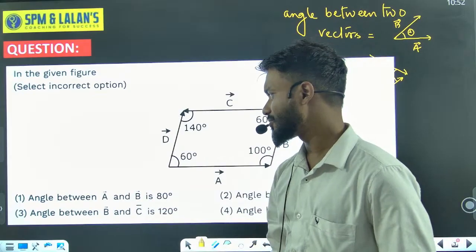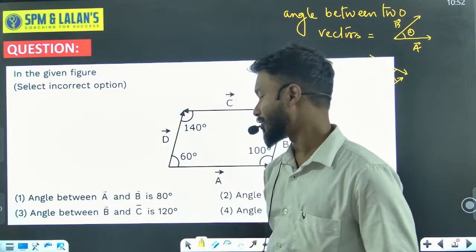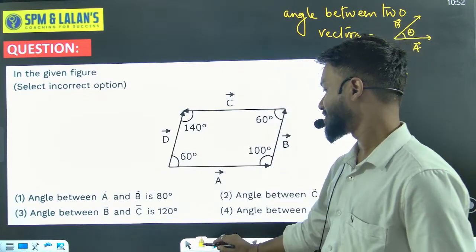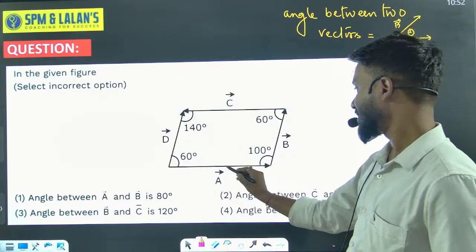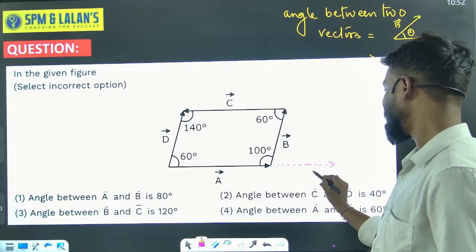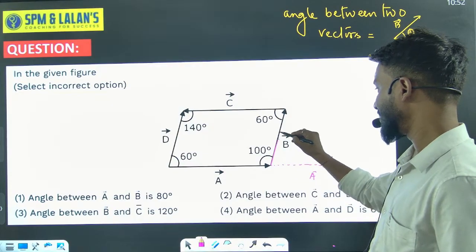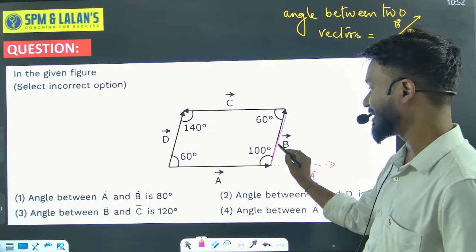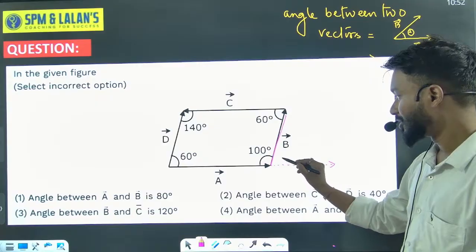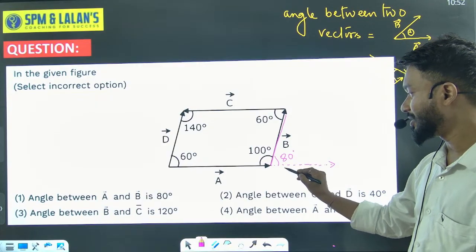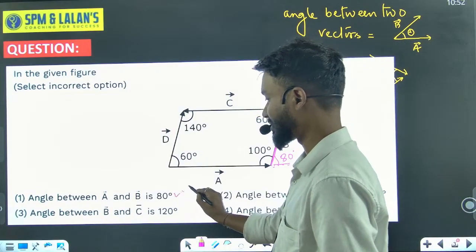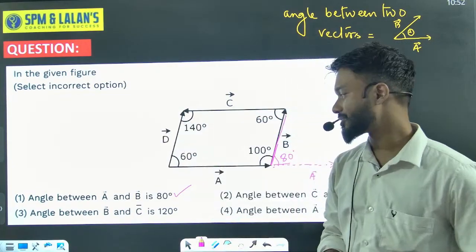Here, in the first question, we have to mark the incorrect option. Angle between A vector and B vector is 80 degrees. Let's check whether it is true or not. This is our A vector. This vector can be shifted parallel to itself. This will be our A vector and this is our B vector. Because they are head and tail, that is not the angle. Tail and tail or head and head becomes the angle. So this angle will be how much? 80 degrees. So the angle between A vector and B vector is 80 degrees. So this is correct, but they have asked for the incorrect option.